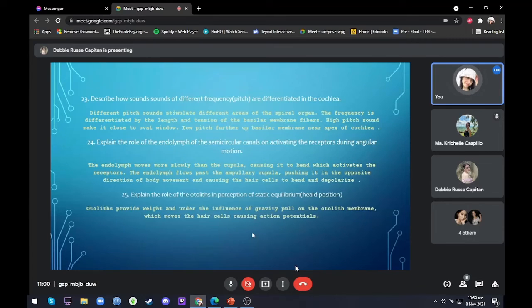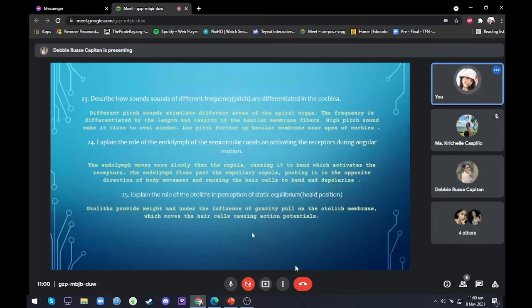Number 23, describe how sounds of different frequency or pitch are differentiated in the cochlea. Our answer is different pitch sounds stimulate different areas of the spiral organ. The frequency is differentiated by the length and tension of the basilar membrane fibers. High pitch sounds are close to the oval window. Low pitch further up the basilar membrane near the apex of the cochlea.